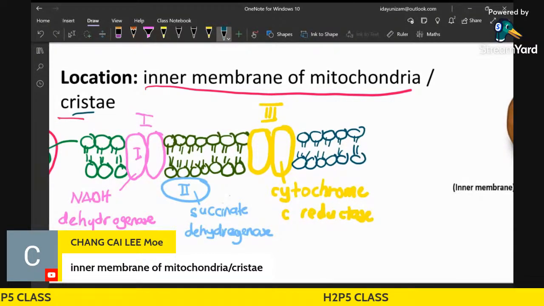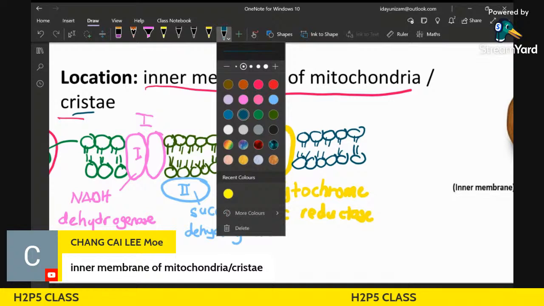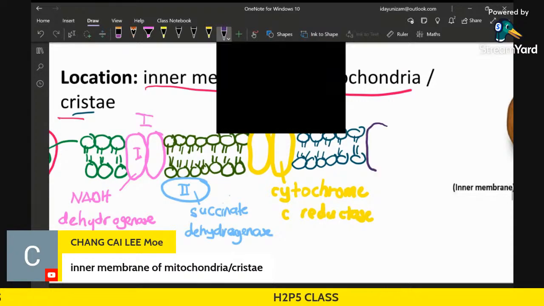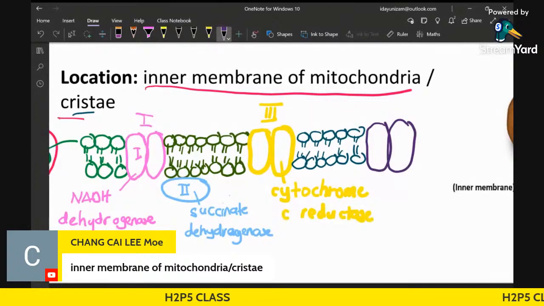So we are now mastering the site where oxidative phosphorylation takes place. Pink, blue, yellow done. What color do you want, class? Let's make it purple for complex 4. We take dark purple here. So we go here. Complex 4, class, this will be complex 4.